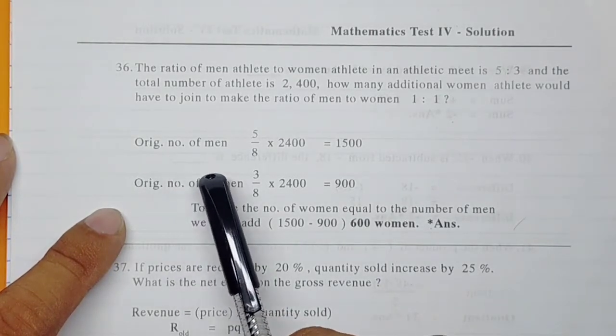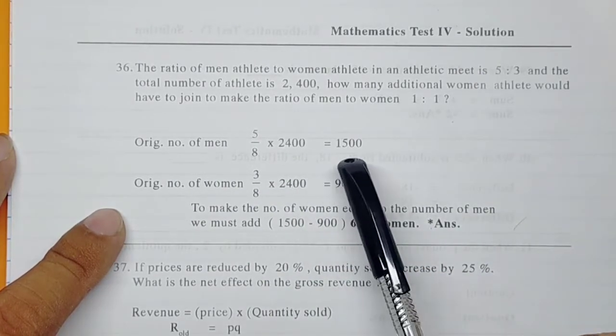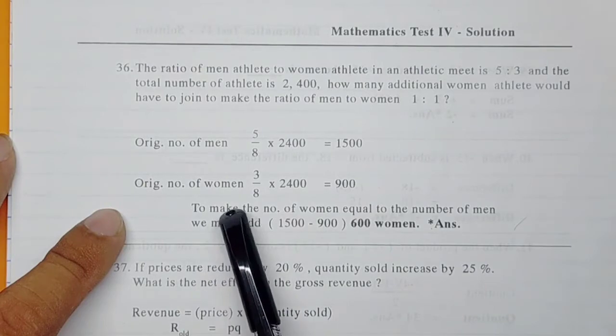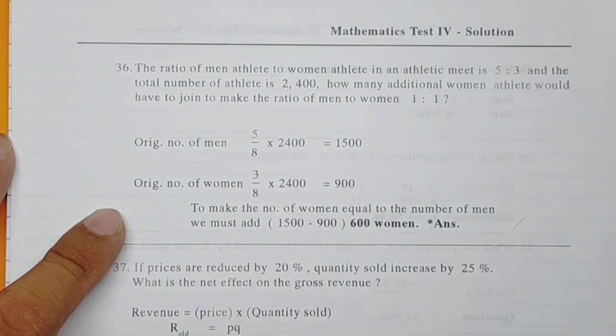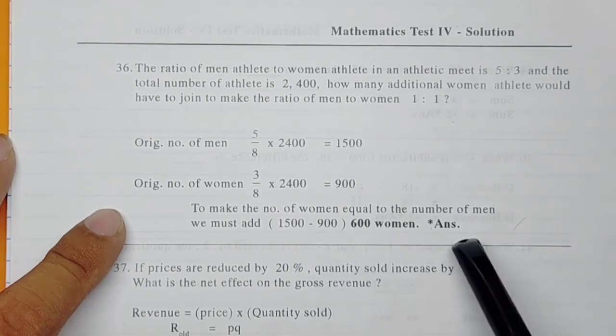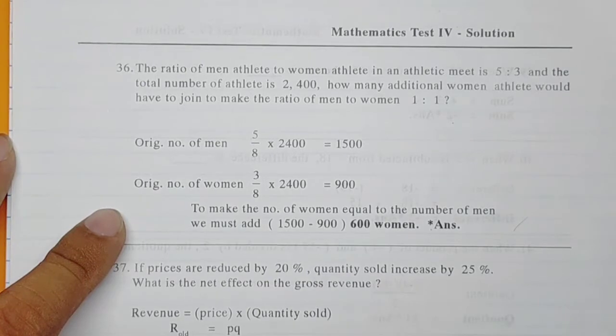Original number of men is 5 over 8 times 2,400 equals 1,500. Original number of women is 3 over 8 times 2,400 equals 900. To make the number of women equal to the number of men, we must add 1,500 minus 900. It's 600 women.